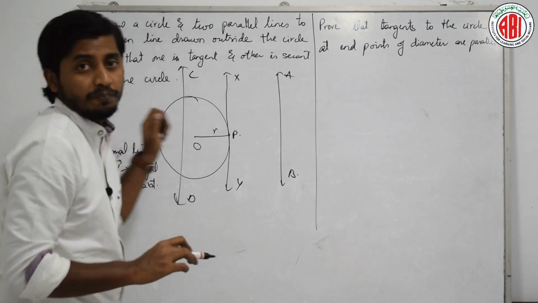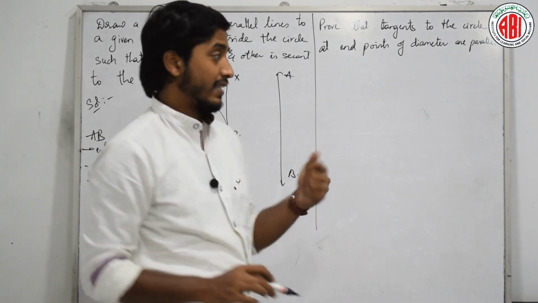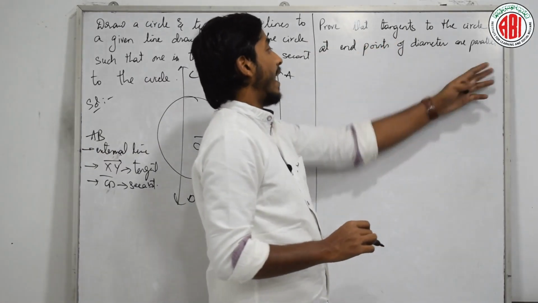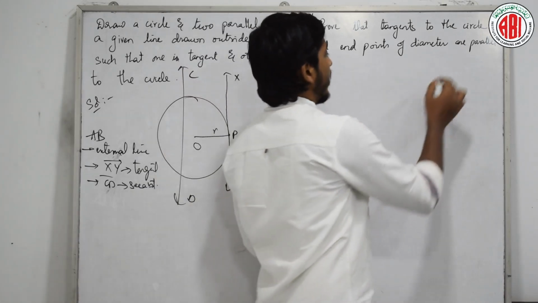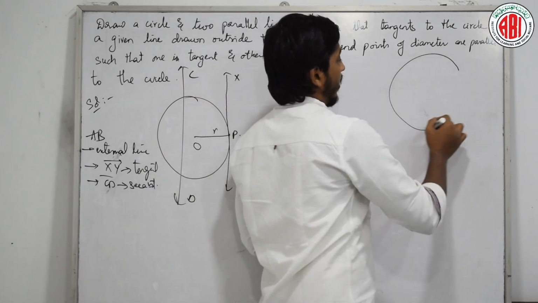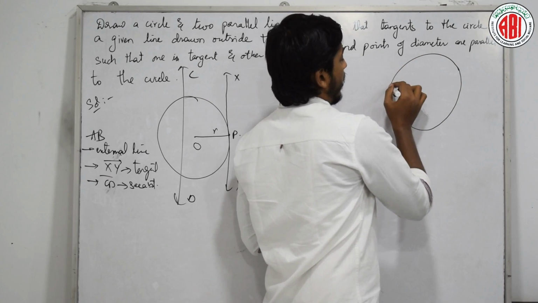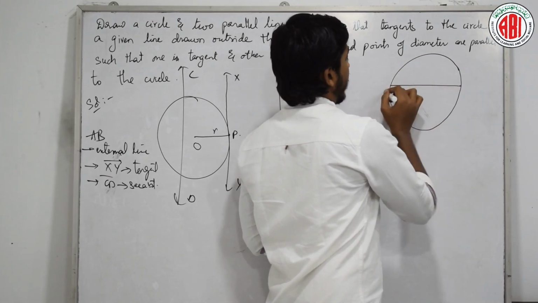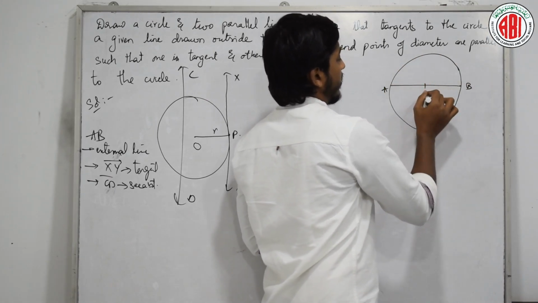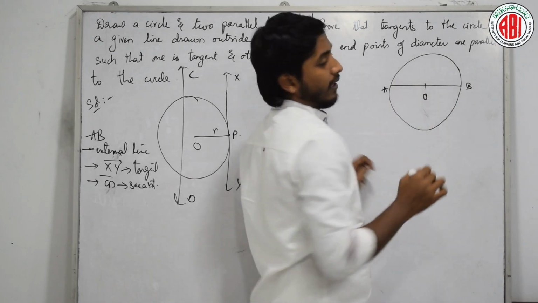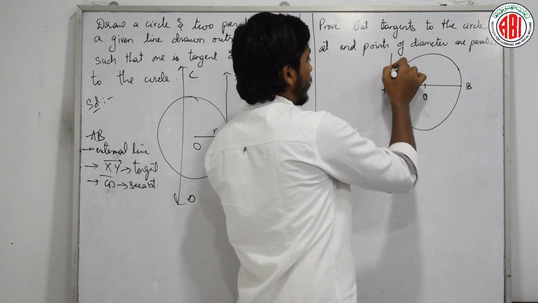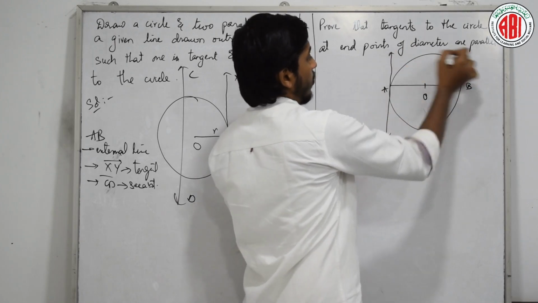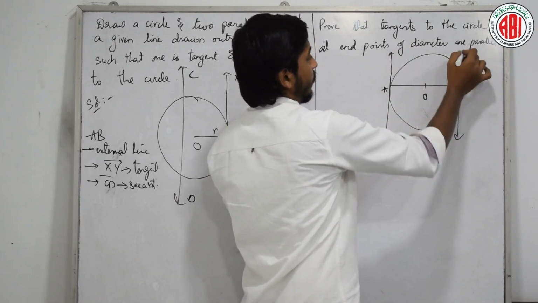Is it right? Shall we do one more problem? See here. Prove that tangents to the circle at endpoints of diameter are parallel. Right? This is a big circle, so its end points, let us say A, B. This is my center. Okay? Tangents are drawn at these end points.